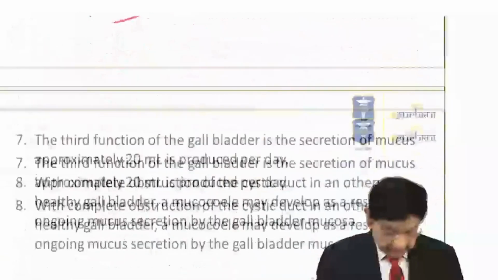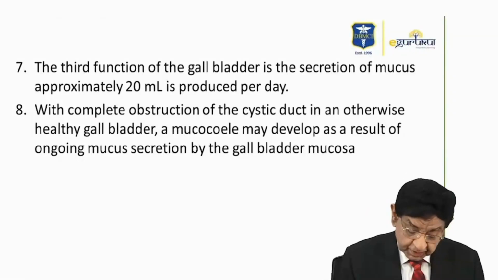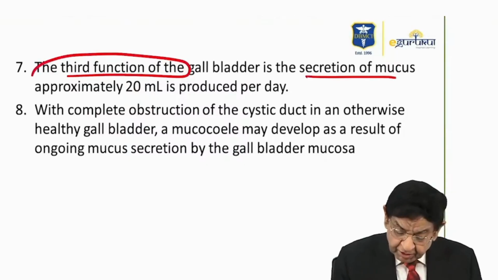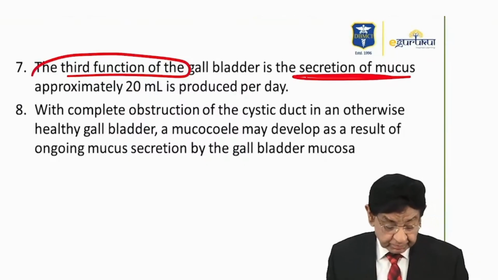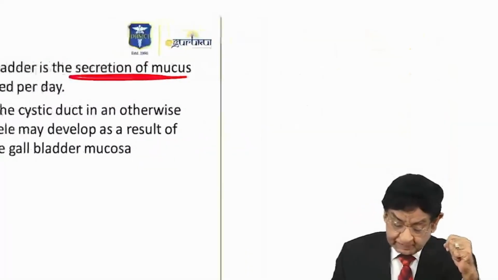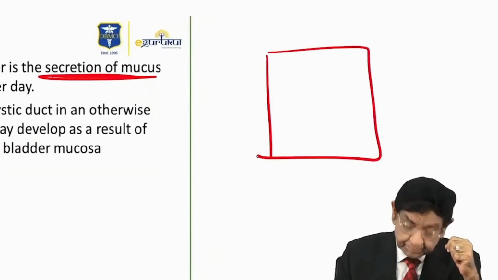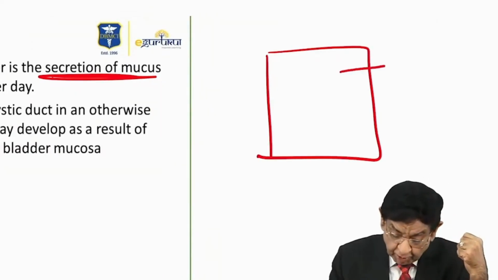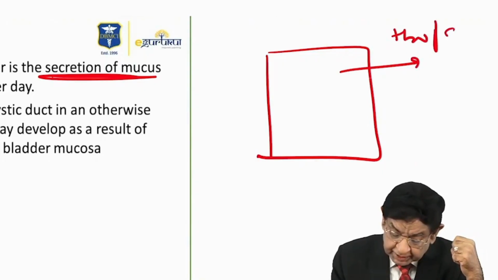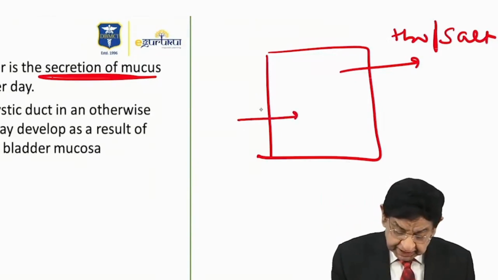We have a third function also. What is that? Third function: secretion of mucus. Mucus is secreted. Come back. The gallbladder absorbs water and salt, salt meaning sodium chloride, but it secretes mucus.